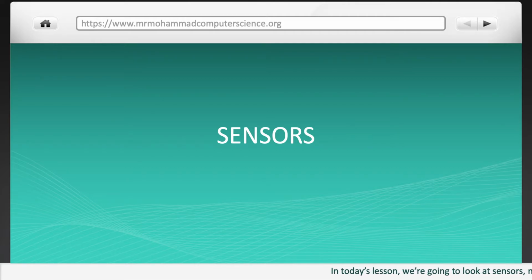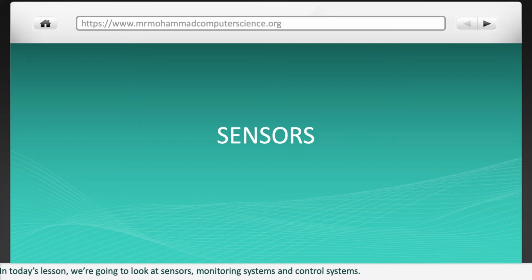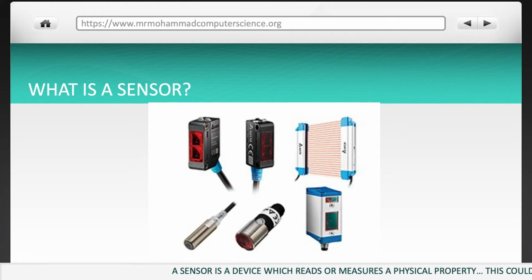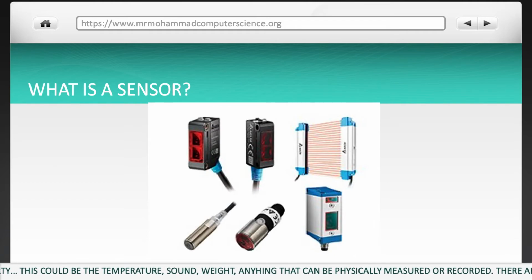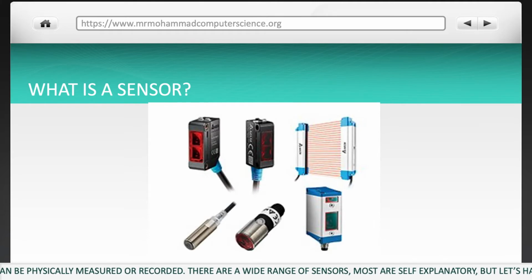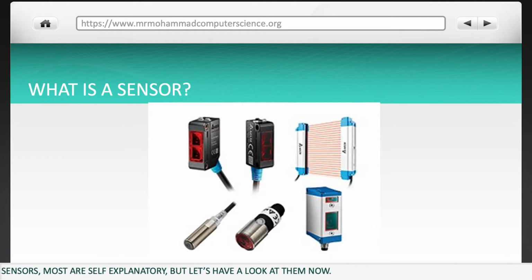In today's lesson, we're going to look at sensors, monitoring systems, and control systems. A sensor is a device which reads or measures a physical property. This could be the temperature, sound, weight, anything really that can be physically measured or recorded. There are a wide range of sensors. Most are self-explanatory, but let's have a look at some of these, or most of these, now.